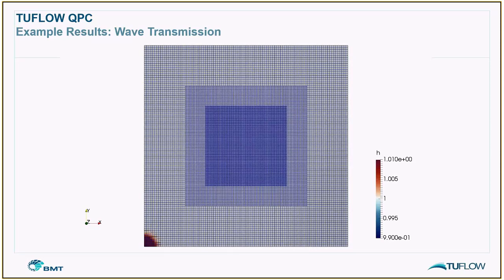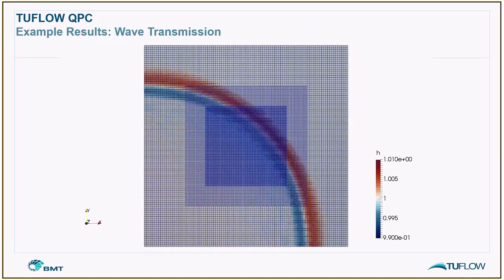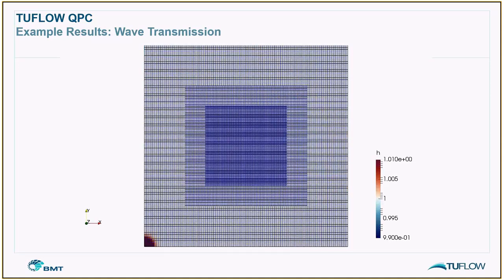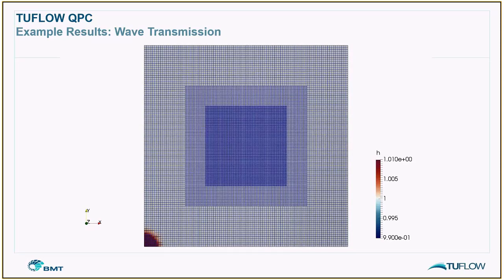Traditionally, within the CFD community particularly, people tend to stay away from sudden transitions in grid configurations and try to smooth out the transition in grid size. However, as we can see here, we have very minimal reflection again at the boundaries, which suggests that the TUFLOW QPC scheme is behaving pretty well despite that relatively sudden change in grid cell size.